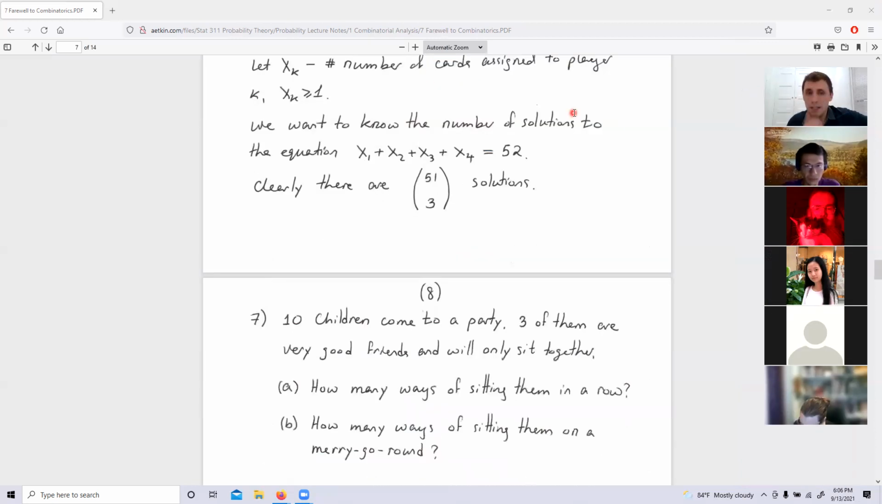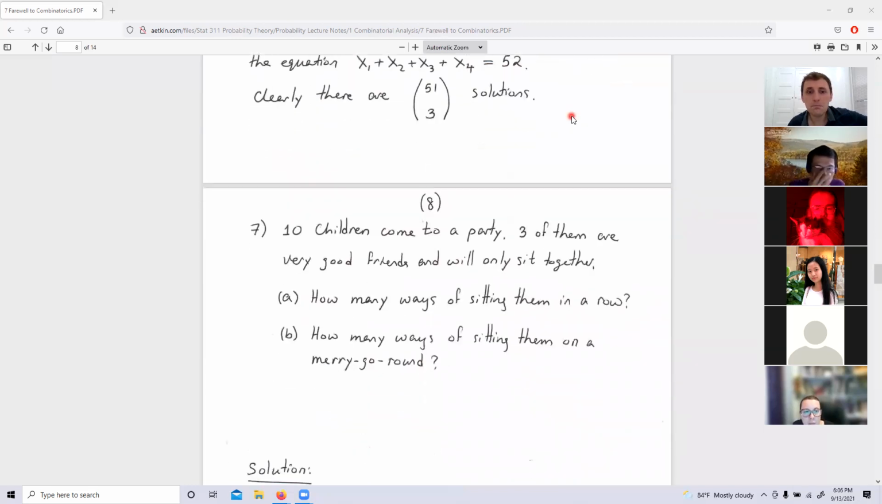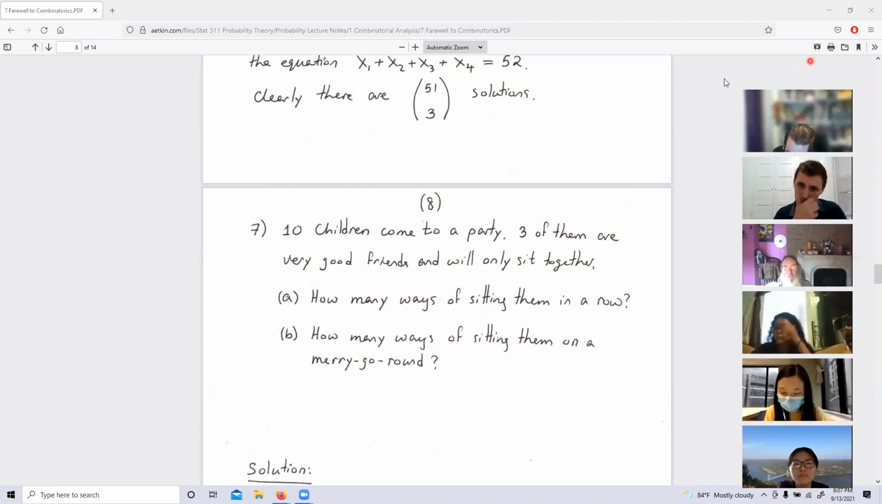So here is the next question, guys. It has 2 parts. 10 children come to a party. 3 of them are very good friends and have to sit together. Part A, how many ways of sitting them in a row? So there is 1 row. The 3 friends must sit together. How many ways of doing that, please?